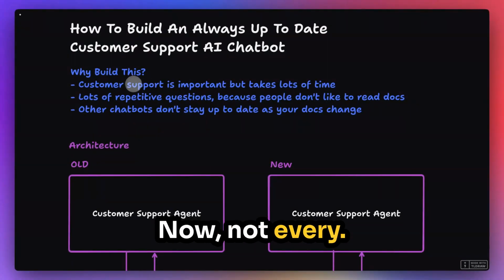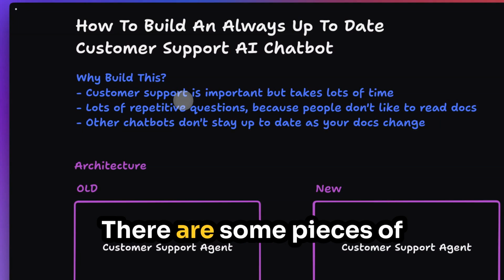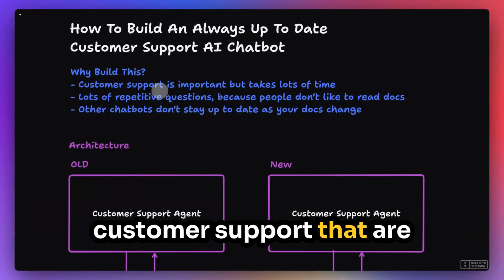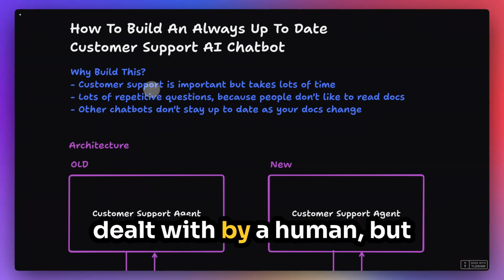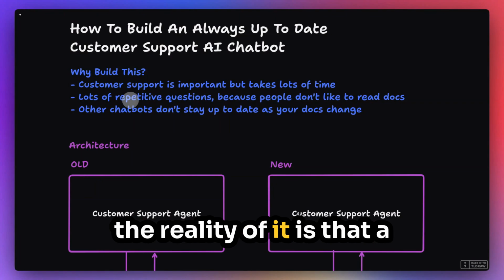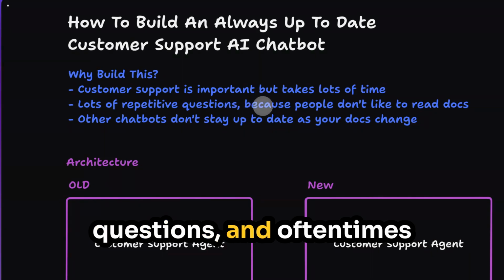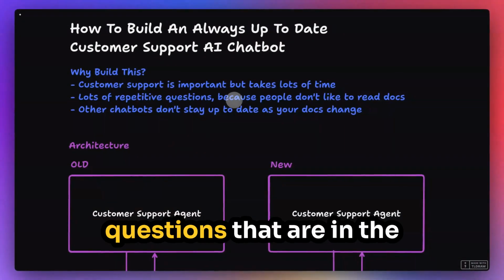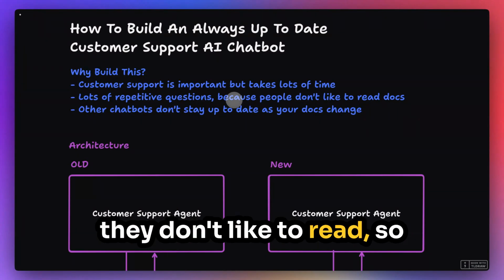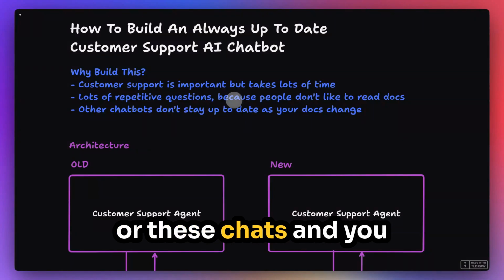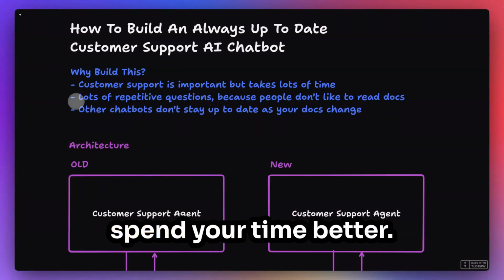Now, not every customer support activity can be automated. There are some pieces of customer support that are very unique, and that sort of stuff still needs to be dealt with by a human. But the reality of it is that a lot of it is quite repetitive. There's a lot of repetitive questions, and oftentimes you just get questions that are in the docs, but people don't read the docs because they don't like to read. So then you get these emails or these chats, and you're just doing things that are quite repetitive, and you should probably spend your time better.